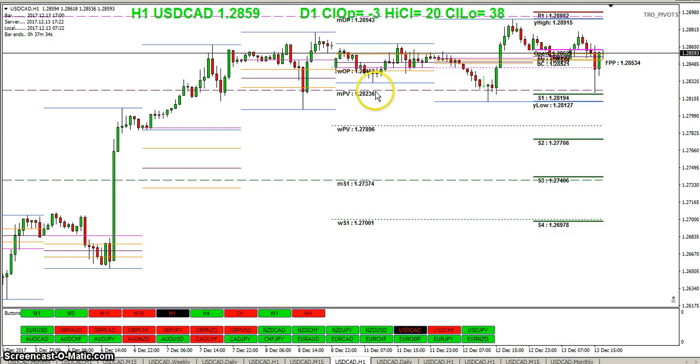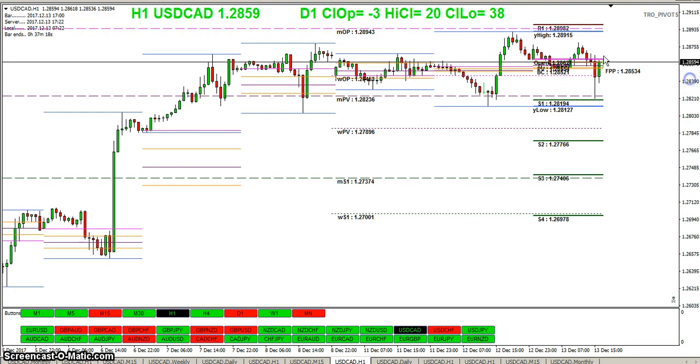Now you can see here it came down and it hit the monthly pivot again. That's twice this month. And you can see it almost reached the monthly open. So once again, trading these lines, we know traders, the big boys, like to put on positions around the monthly pivot. You can see here the weekly pivot has not been hit yet.